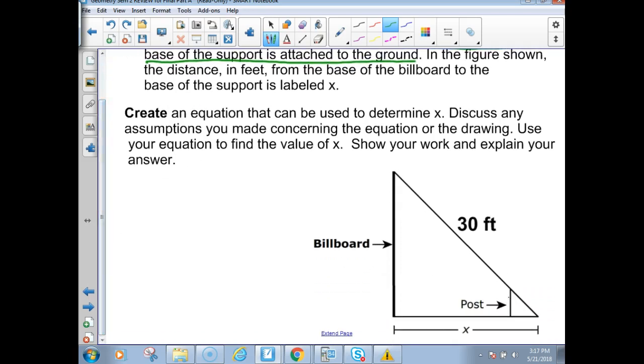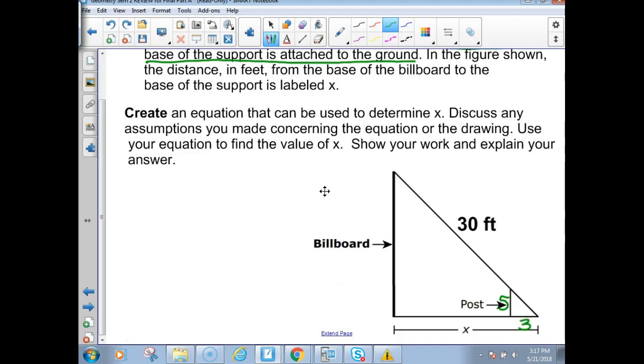Okay, so you got a 5 foot tall post. And it says it's attached to the support, and it's attached to the support 3 feet from where, you see what I'm getting at? It's 3 down there from where the support's attached to the ground.